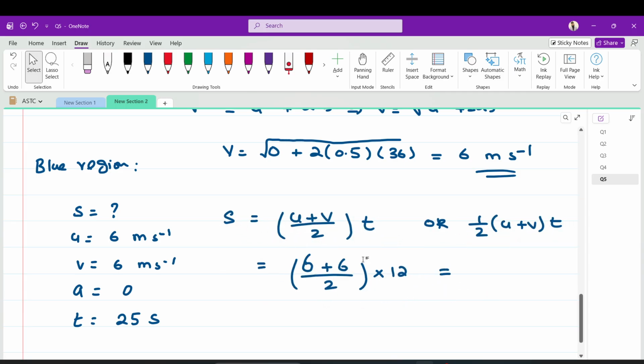Okay, so I already did the working over here. So our answer to this is going to be 12 divided by 2 is 6, 6 times 12. Sorry, my bad. The time is 25, not 12. 12 was for the red region. So this will be 25. Okay, yes, now it's perfect. So the answer will be 150 meters.